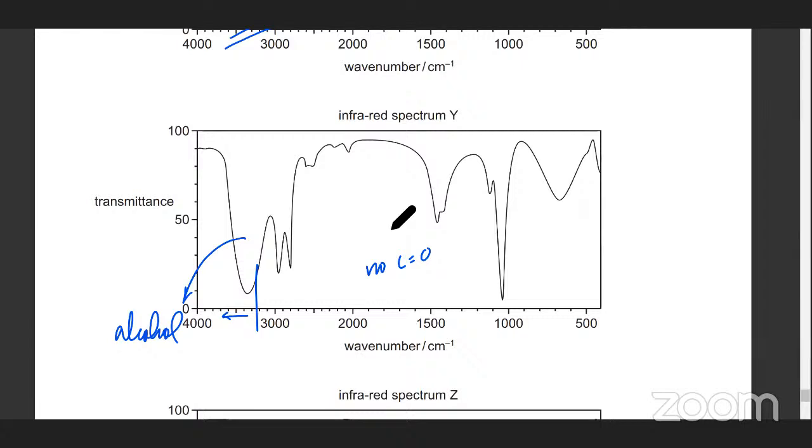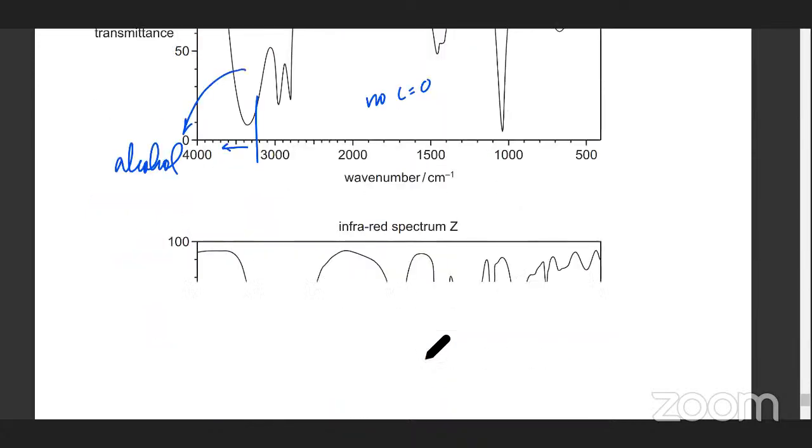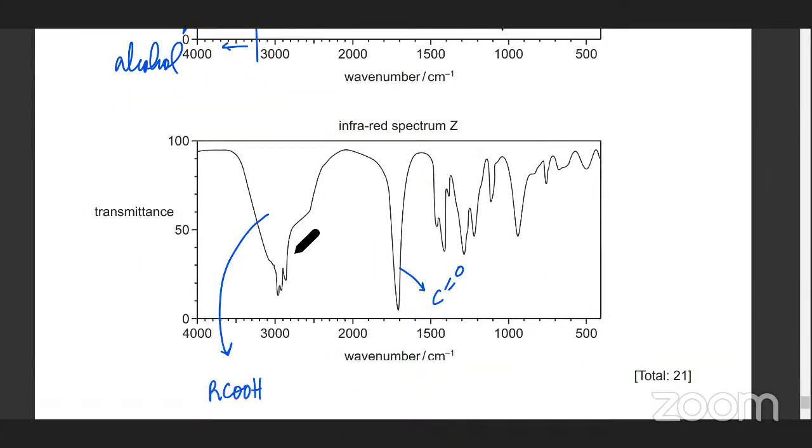How did you figure this out? There is no C double bond O over here in Y. No absorption at 1600. But it must be an alcohol because there's an absorption above 3200. And this one must be a carboxylic acid because there's a strong, broad absorption below 3000. And it also has a C double bond O.